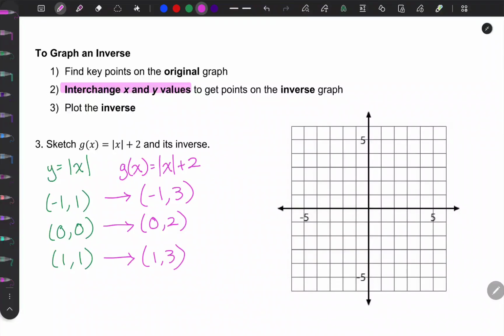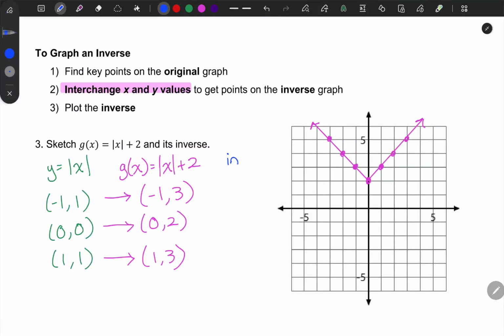And let's sketch g of x first. So g of x has a point at 0, 2, 1, 3, negative 1, 3. And if we remember the shape of our absolute value, it's going to keep going this way and keep going this way. And let's sketch this one in. There's g of x.